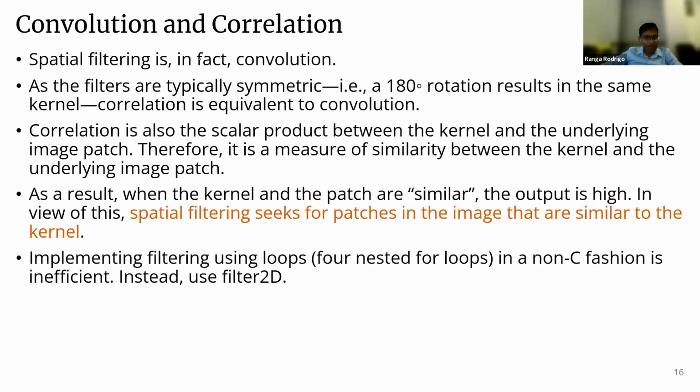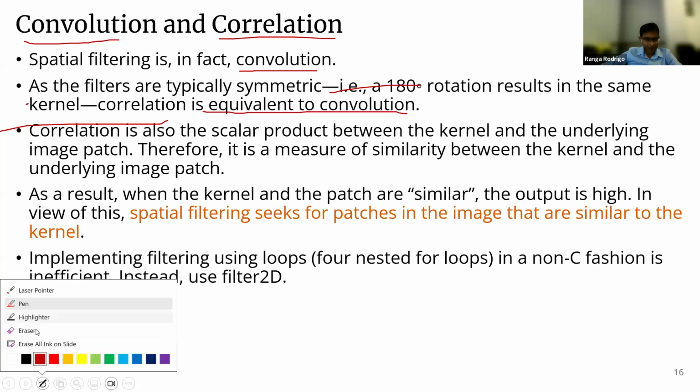So if we briefly talk about the convolution and the spatial filtering that we do here, that means convolution and correlation, I will briefly talk about it because perhaps you have heard about the convolution in your signals and systems or DSP classes. There is a relationship that is slightly different. That's why I want to talk about it. So spatial filtering is in fact convolution. As the filters are typically symmetric, that means 180 rotation results in the same kernel, correlation is equivalent to convolution in this operation.